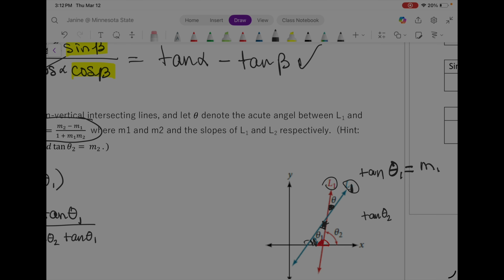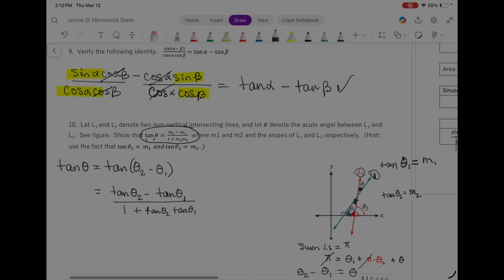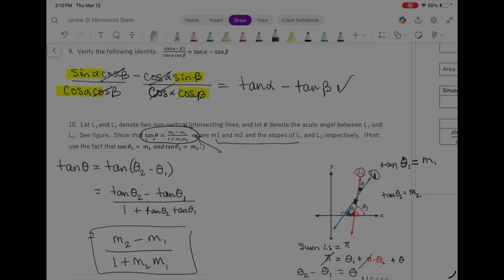Tangent theta sub 2 is equal to m2. Does that make sense? So right here, this is a typo, or rather the way they have them labeled on the picture is a typo. Okay, so what does that mean for us? That means for us, this is m sub 2 minus m sub 1 over 1 plus m2 m1. And that is what we were trying to prove, given that information. Okay?